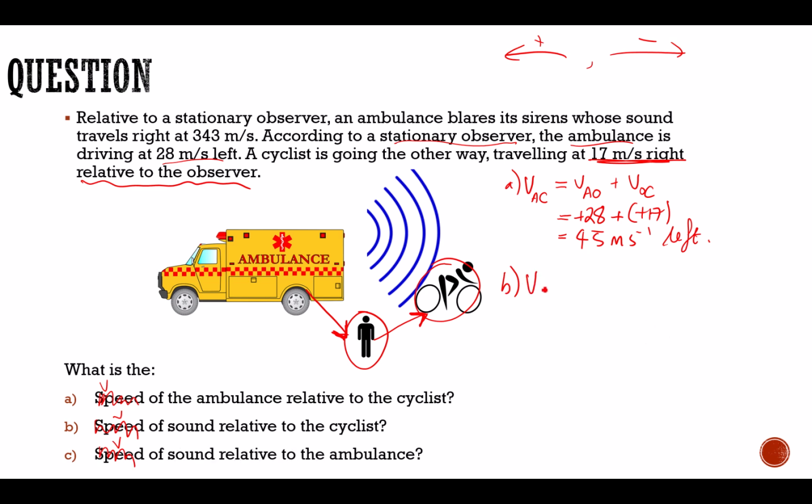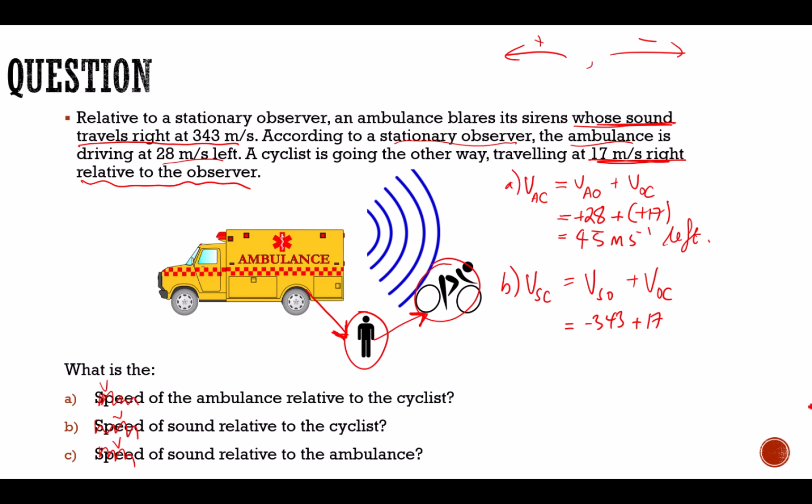So the velocity of sound relative to the cyclist is the velocity of sound relative to the observer plus the velocity of the observer relative to the cyclist. The velocity of sound relative to the observer is given in this first line. Sound is traveling right at 343 meters per second. Right is negative, so it's minus 343, plus the velocity of the observer relative to the cyclist. Well, that's positive 17.